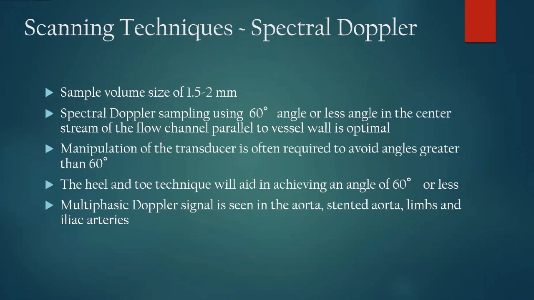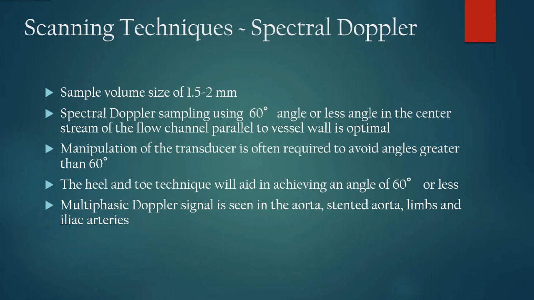So, scanning techniques for spectral Doppler. I think this slide is pretty much universal in what we do on every vascular study when we're obtaining spectral Doppler. We're keeping our sample volume between 1.5 to 2 millimeters. We're Dopplering at a 60-degree angle or less, center stream of the flow, parallel to the vessel walls or the stent walls. During abdominal work, we know that you have to manipulate the probe heel-toe a lot to achieve that 60-degree angle or less.